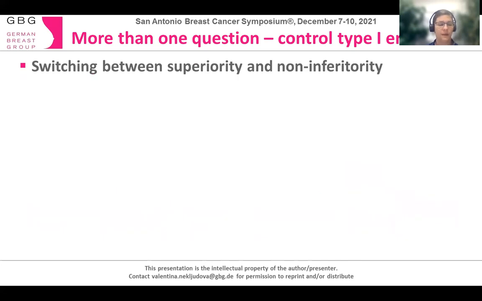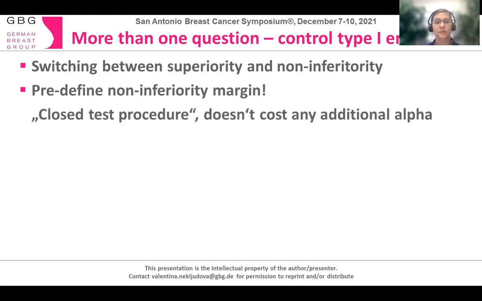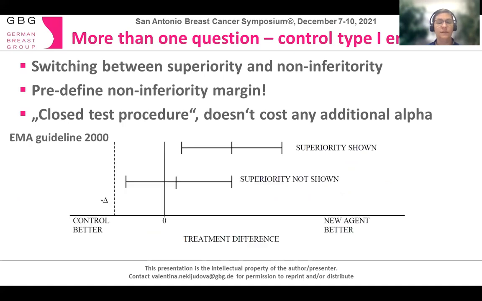Another very special type of answering questions with one trial, controlling for the type 1 error, is switching between non-inferiority and superiority. If the non-inferiority margin is predefined, you cannot do it post hoc. It must be defined in the protocol. It is a closed test procedure because it is based on the same confidence interval, and it doesn't cost any additional alpha and no additional patients. The following figure is taken from the EMA guideline on the topic and illustrates the principle.